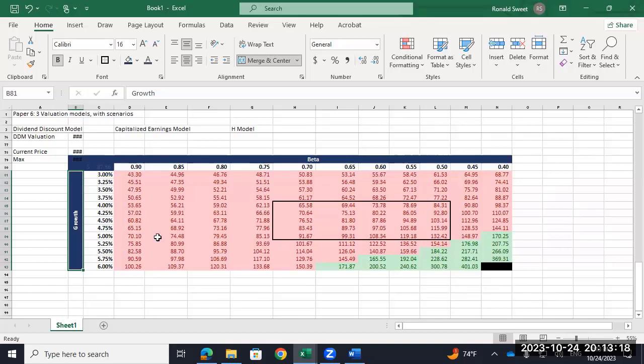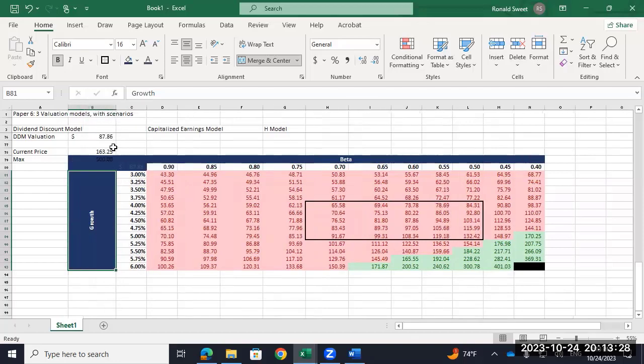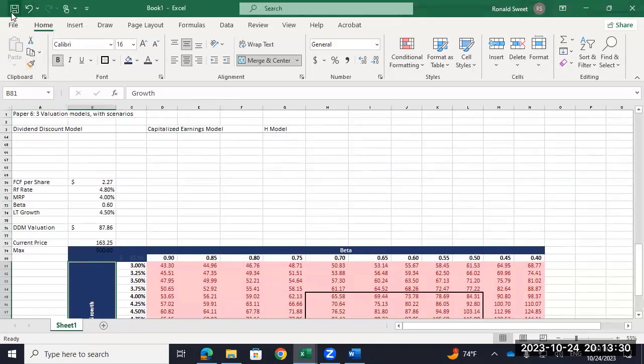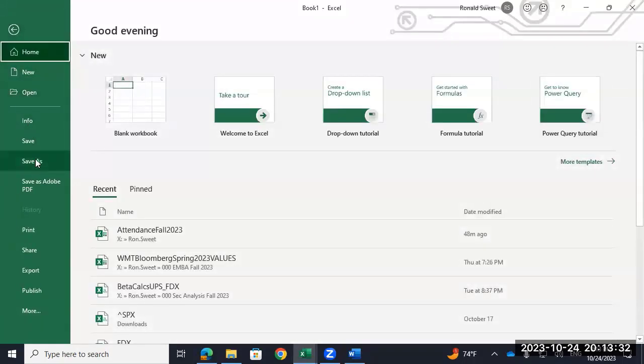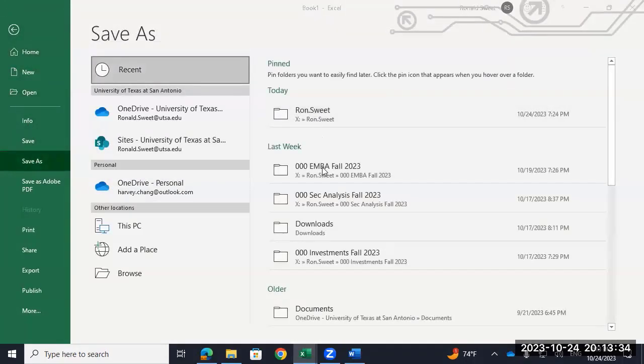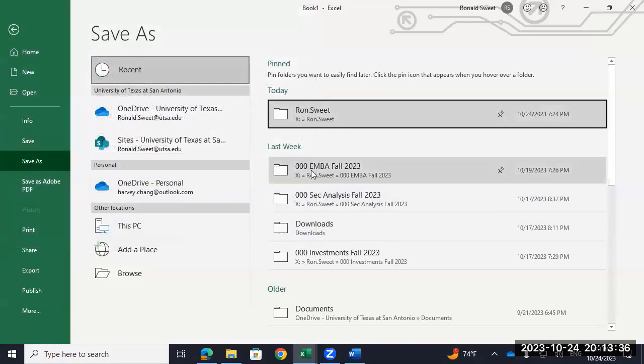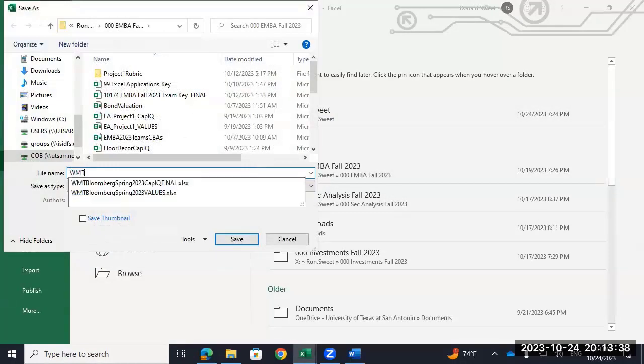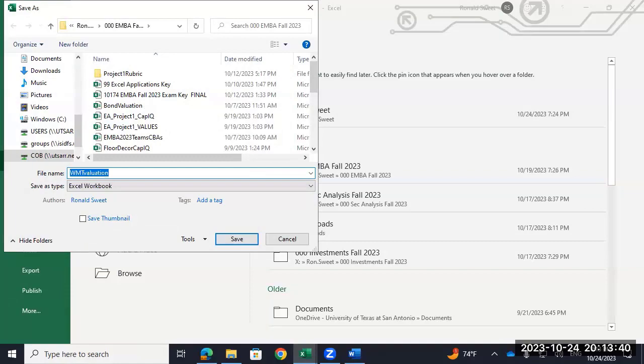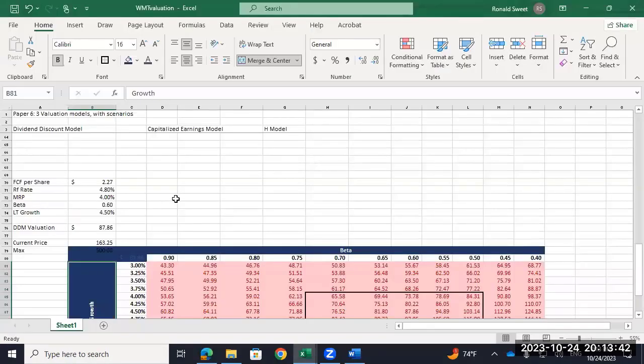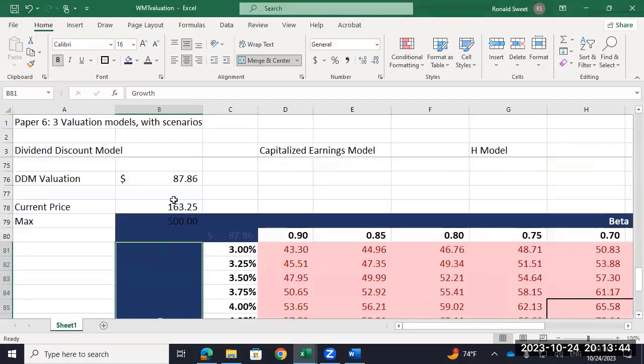Questions on that? That's a dividend discount model, which is pretty easy to do because you only have really two things that you're changing. Let me save this. I can even put this file out there on Canvas as well.